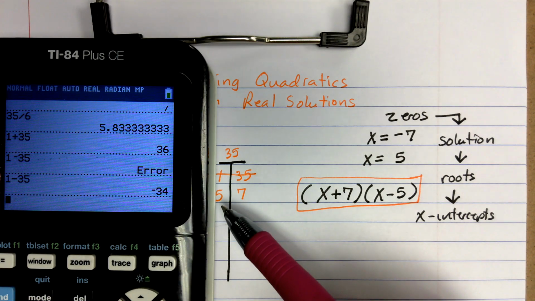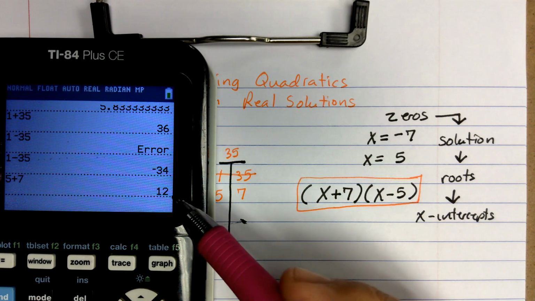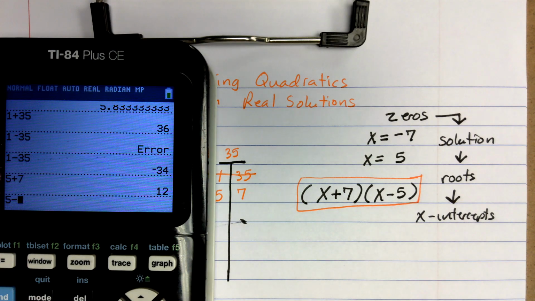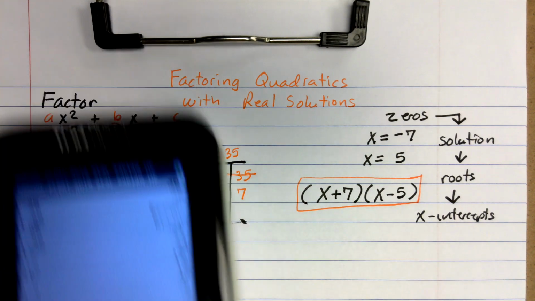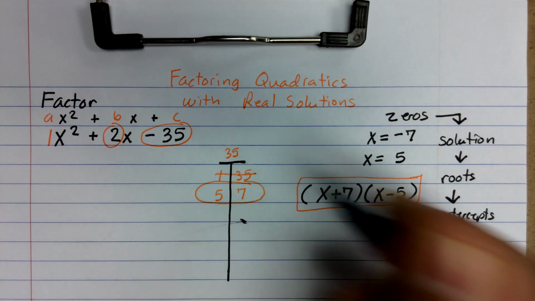So now I'm going to try to get a 2 out of a 5 and a 7. First, I'll start by adding them. 5 plus 7 gives me 12, and that's not what we want. We want a 2. So now I'm going to subtract. 5 minus 7. And notice I can get a 2 when I subtract 5 and 7. So I'm going to circle these because we're almost done.